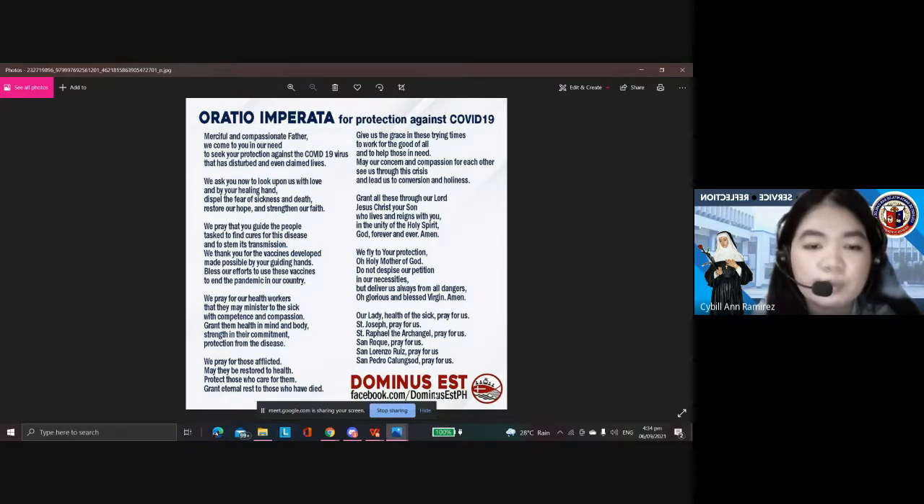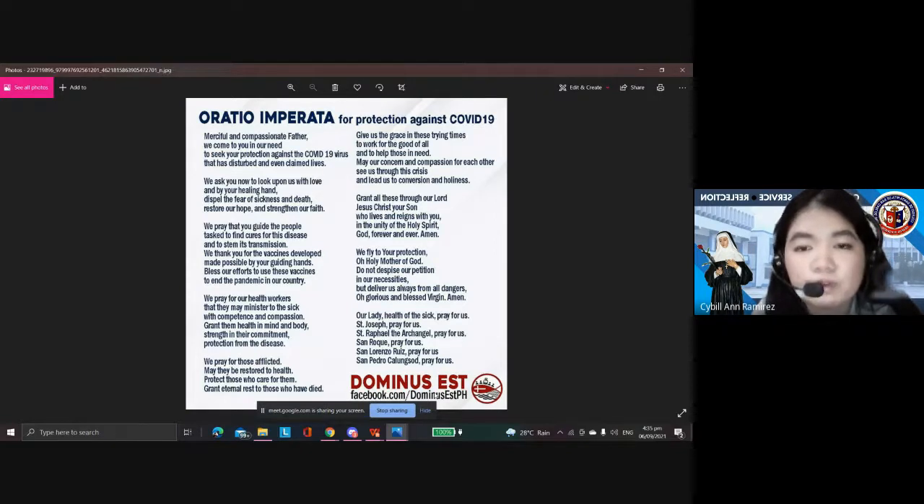We pray for our health workers that they may minister to the sick with competence and compassion, grant them health in mind and body, strengthen their commitment, protection from the disease. We pray for those afflicted, may they be restored to health, protect those who care for them, grant eternal rest to those who have died. Give us the grace in these trying times to work for the good of all and to help those in need. May our concern and compassion for each other see us through this crisis and lead us to conversion and holiness. Grant all this through our Lord Jesus Christ, your Son, who lives and reigns with you in the unity of the Holy Spirit, God forever and ever.